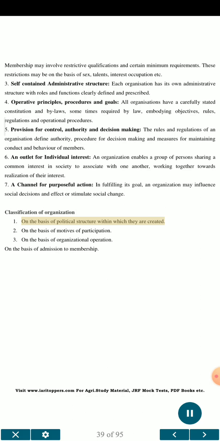Classification of organizations. 1. On the basis of political structure within which they are created. 2. On the basis of motives of participation. 3. On the basis of organizational operation. 4. On the basis of admission to membership.